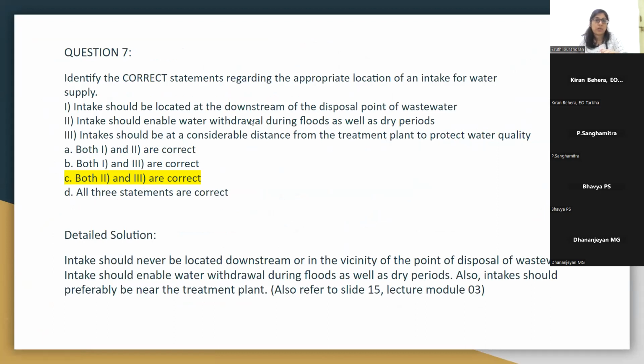Intake should enable water withdrawal during floods as well as dry periods, and it should be at a considerable distance from the treatment plant. It should be near to the treatment plant, and it should not be located downstream of the disposal point of wastewater. So point number 1 is wrong. Points number 2 and 3 are correct. So that was the 7th question.